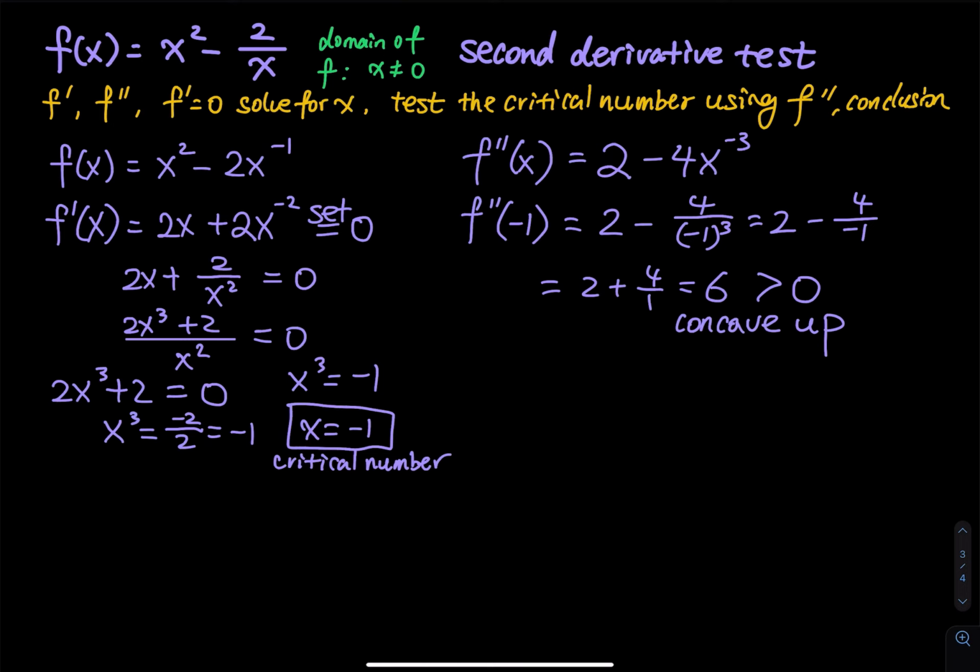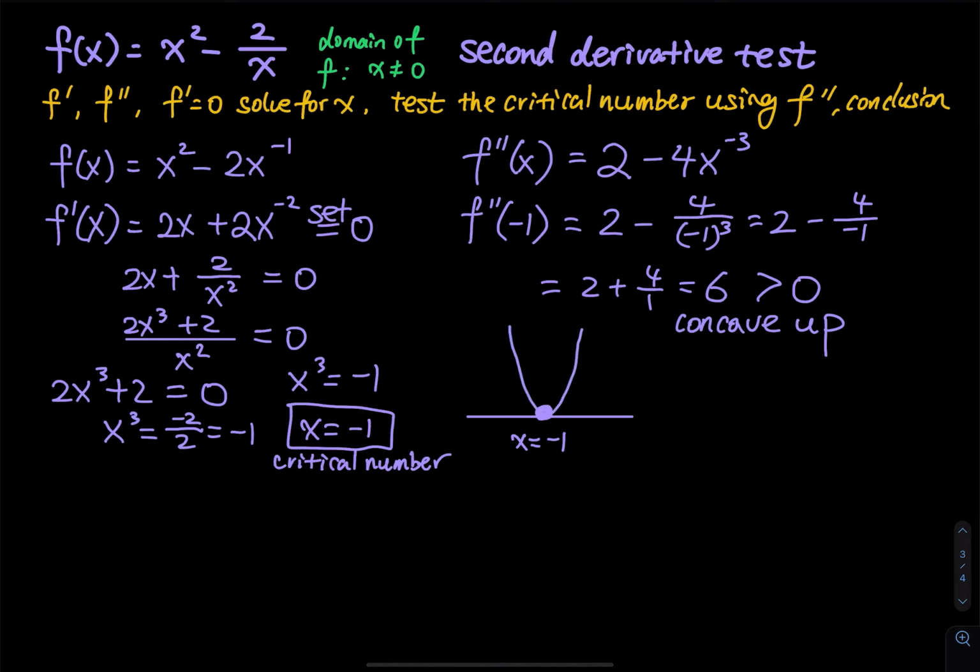Now, let me give you the concept of the second derivative test using a picture. First of all, we found the first derivative, set that equal to 0, and then we got negative 1 as my critical number. So when x is equal to negative 1, the first derivative equals 0, that means we have a horizontal tangent line. And then at this point, you test this point using the second derivative, and you get a positive, concave up. That means we have a concave up curve.